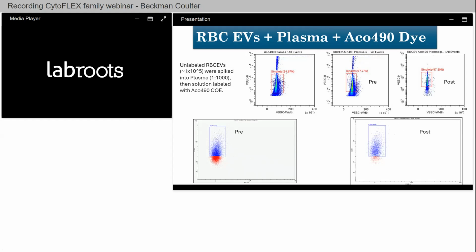We took our red blood cell EVs, and we spiked those into plasma. And we tried to do it in a low amount. So we basically took 1 times 10 to the fifth, basically 100,000 red blood cell EVs, and then we added that into our plasma that was basically diluted 1 to 1,000. And for those not familiar, that is not a very large dilution of plasma. Usually when we're working with plasma, we get into the dilution of 1 to a million.